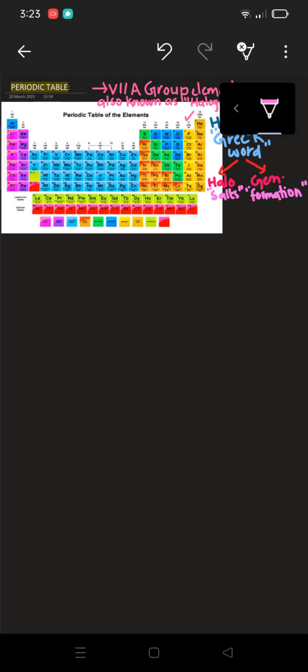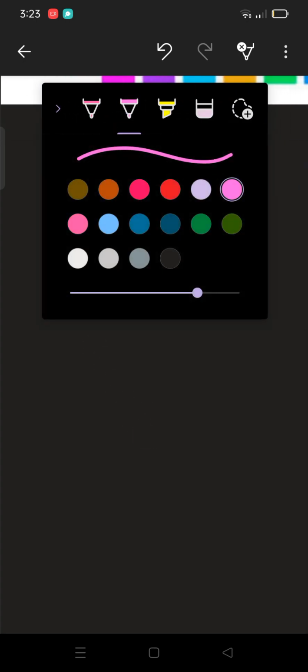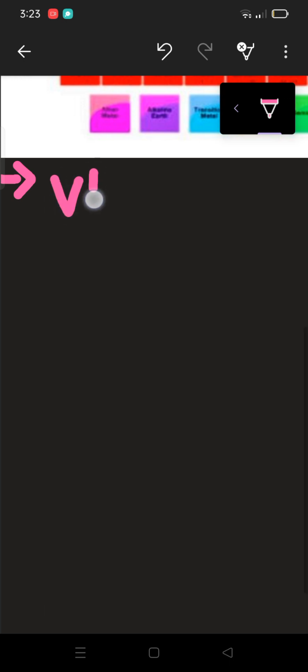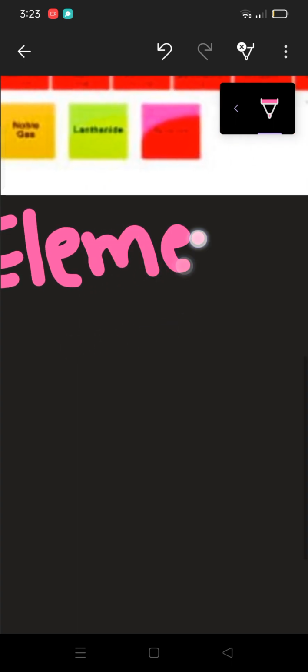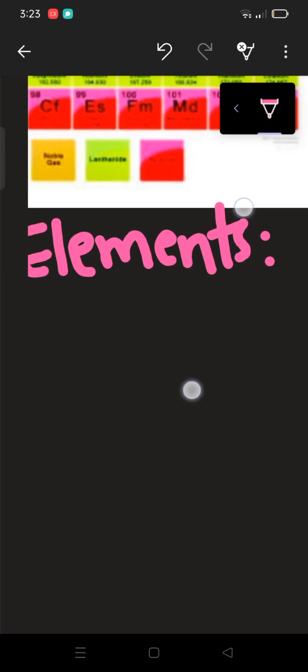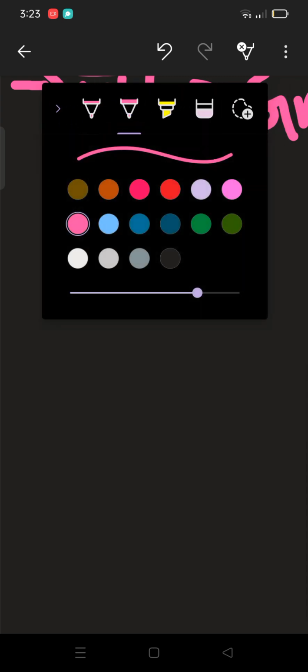So today we are going to discuss the 7th A group elements which are also known as halogen gases. How many elements are involved in the 7th A group? There are 7 elements in the 7th A group. Here I am going to write it down: 7th A group elements or halogen gases. Let me write with white color.